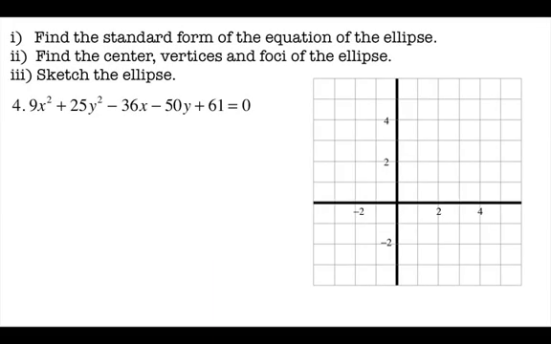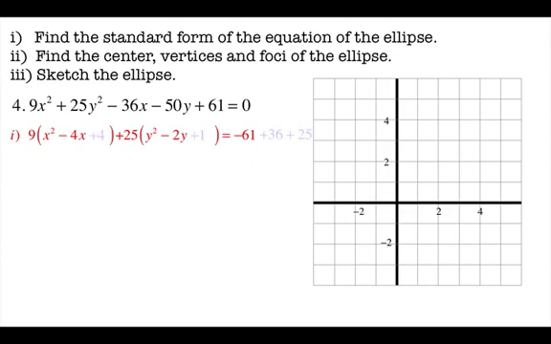Set directions. So I'm going to go through the steps to put this in standard form. Notice that I'm pairing up the variables, and not only that, I'm pulling the common factor that I see between the x's and the y's. And I have 9 and 25. Move the 61 over, it becomes -61.